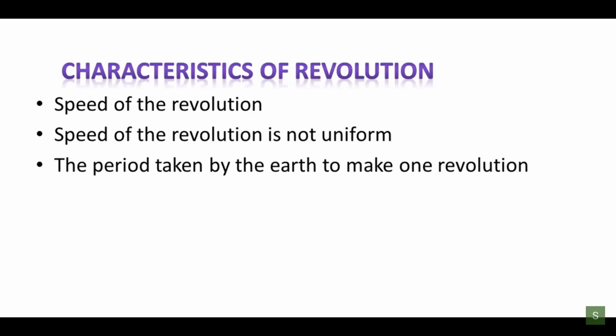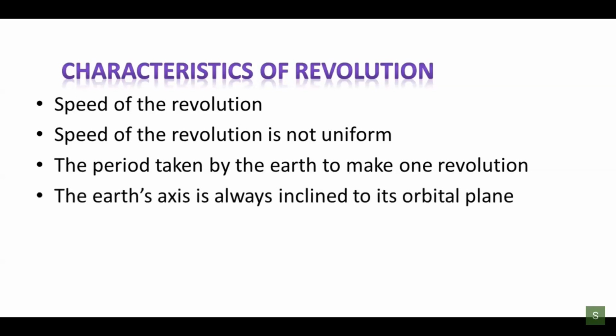The length of one solar year is 365 days. The remaining 6 hours are adjusted every 4 years into one complete day and added to the month of February. When February has 29 days, that year is known as a leap year having 366 days. The Earth's axis is always inclined to its orbital plane at an angle of 66.5 degrees. The motion of the Earth is from west to east, or in the same direction as the rotation.